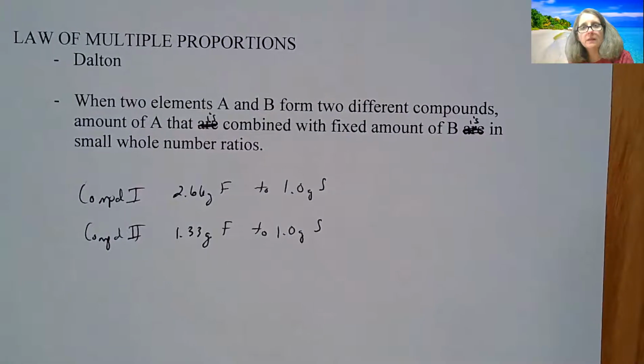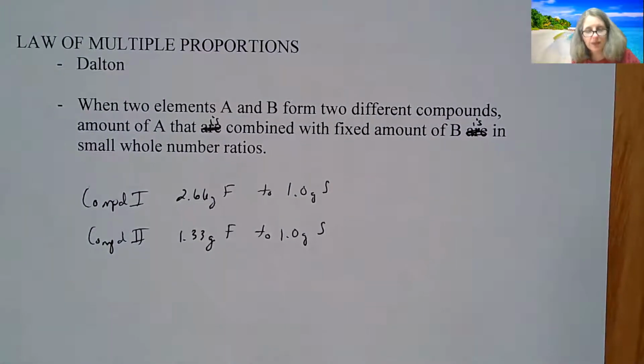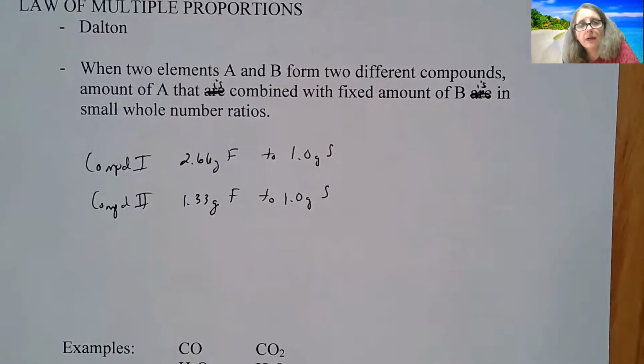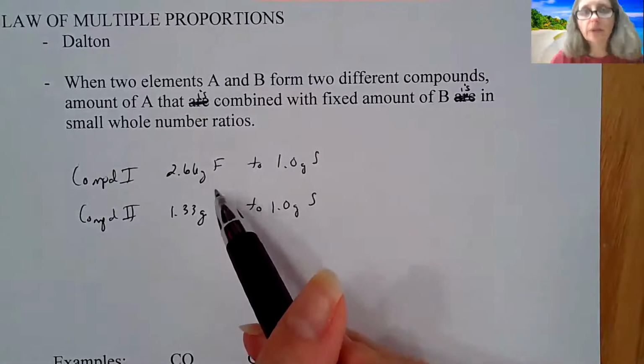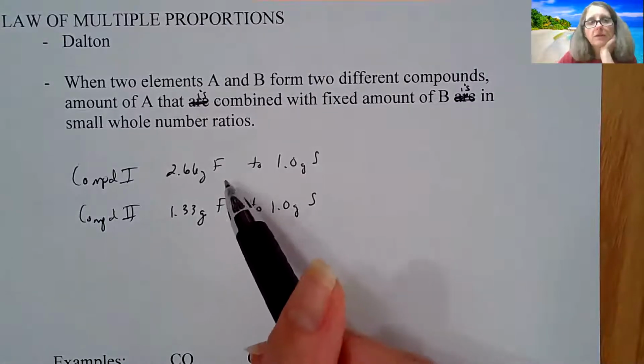The next one is the law of multiple proportions. This one I think is a little more tricky to explain compared to definite proportions. Again, it goes back to what Dalton was saying in his atomic theory. When 2 elements A and B form 2 different compounds, the amount of A that is combined with a fixed amount of B is in a small whole number ratio. Okay, so again, I'm going to use compound 1 and 2, but I changed the numbers here, so please understand that it looks different than the previous problem.